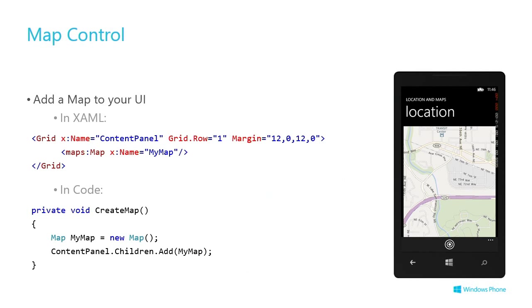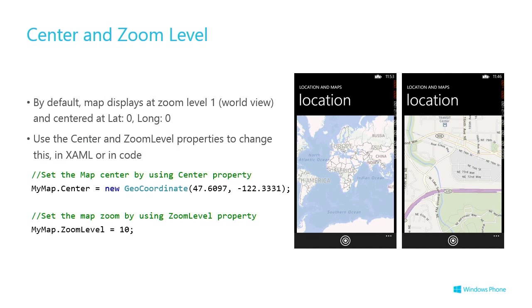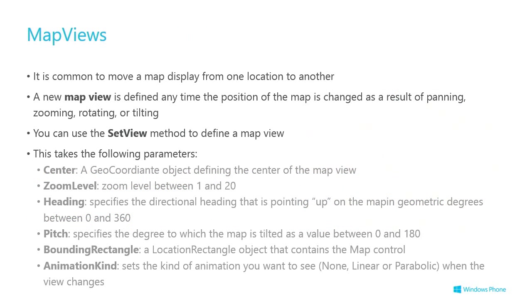So you can create a map by dragging one onto the page, and it will end up in XAML like that. Or, of course, you can create one in code. There's an example of that, as you can with any control. The center by default has a zoom level of 1 and is centered at lat long 0, 0. You can obviously just change the center property to a new geocoordinate to reposition the map, and you can modify the zoom level. 20 is the maximum, which is close street level.